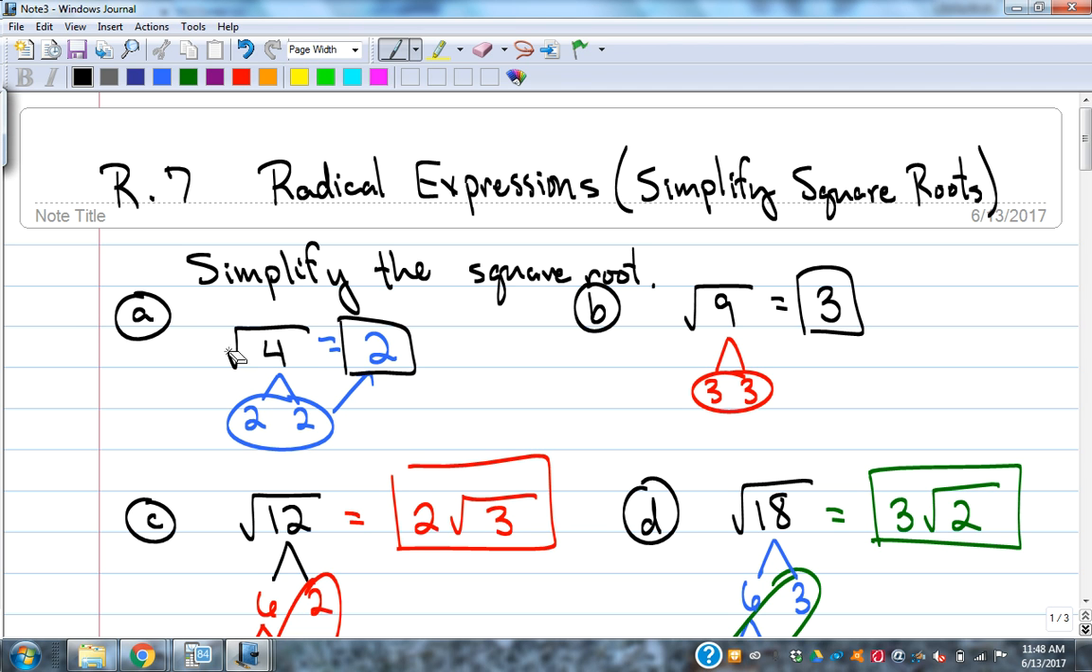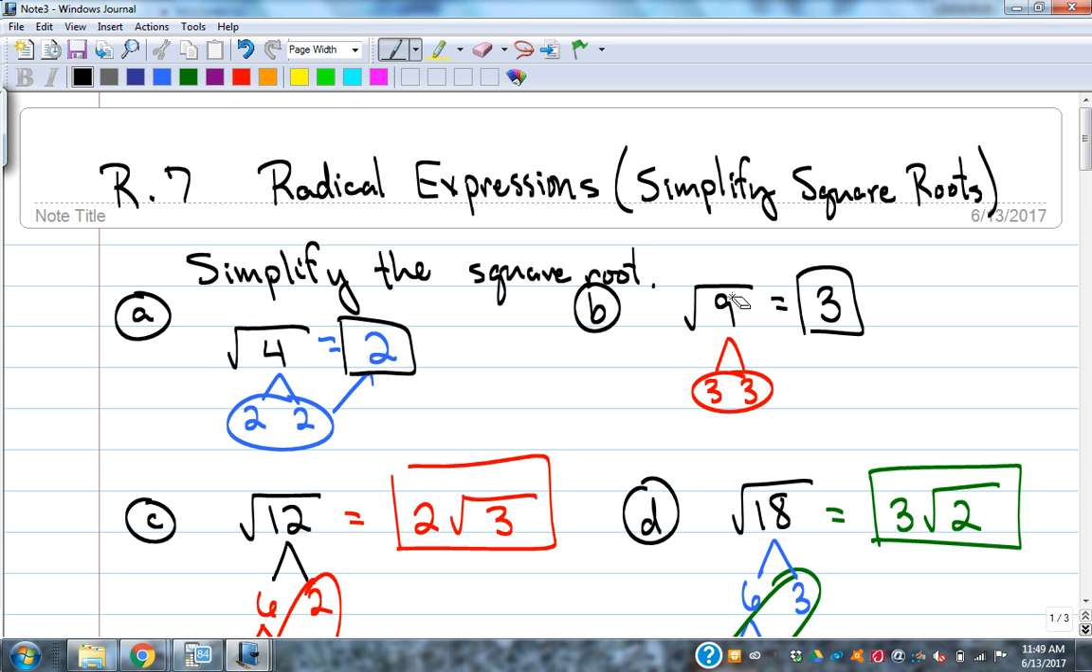So first example, we've got the square root of 4. And we've memorized over the years that the square root of 4 is 2. But the reason that it's 2 is because we can break down 4 with a factor tree into the prime factors of 2 and 2. There's a pair of them. We're doing square roots, so we're looking for pairs. And because there's a pair of 2's, the answer is 2.